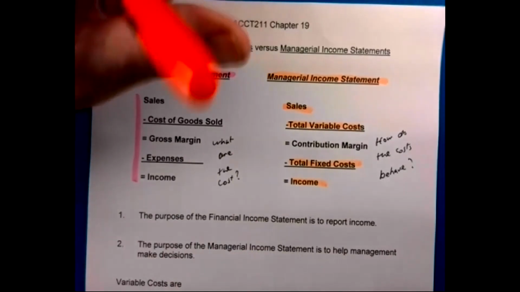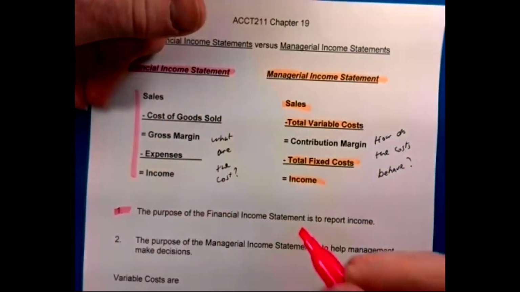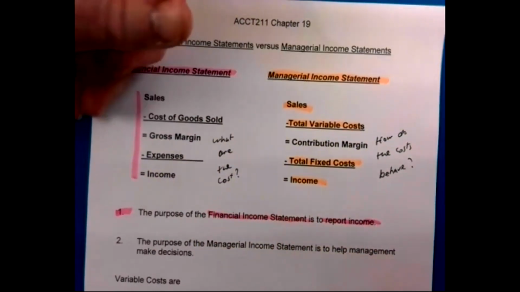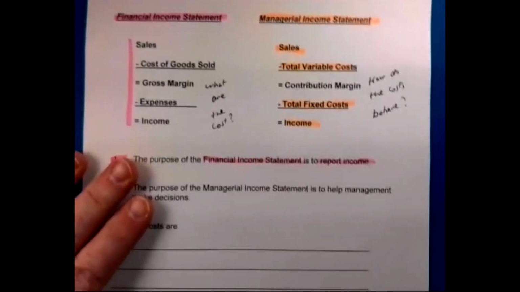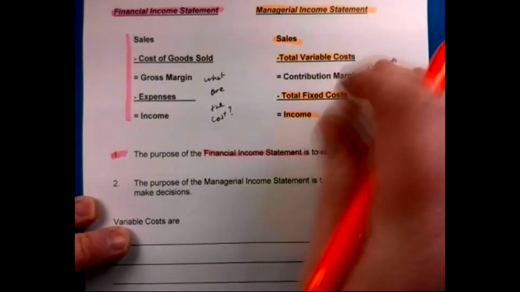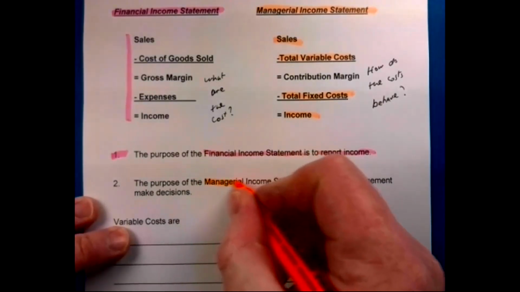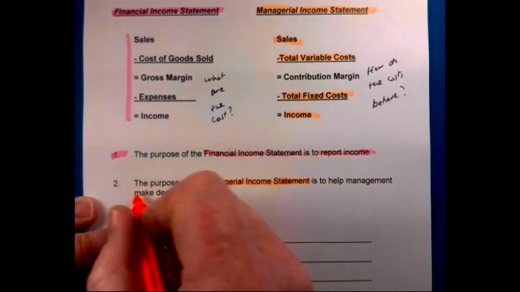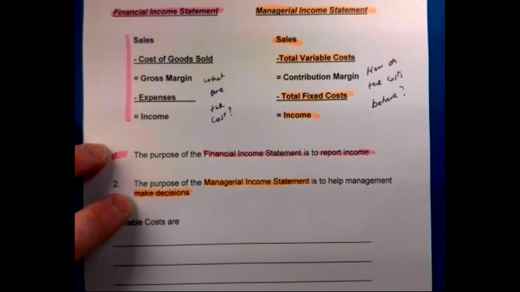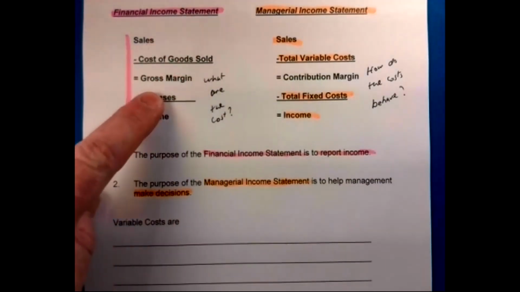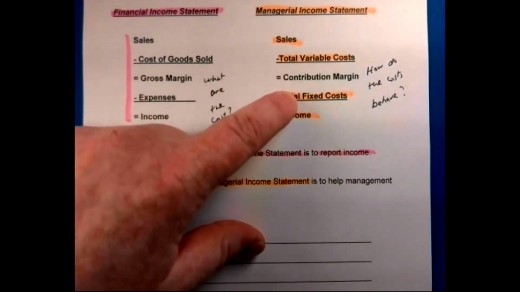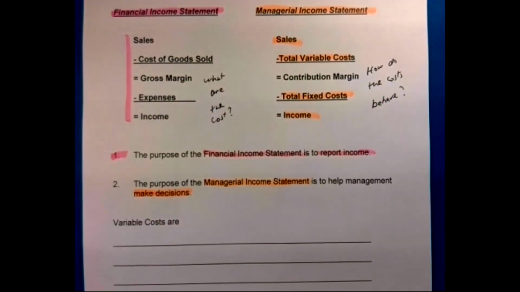Now the financial accounting statement is to report income, and it does a good job of it. How much income did we make? Are we profitable or not? The second one, the managerial income statement, is to make decisions. And we're going to find out that this is a lot better at making decisions than the other one. Not saying the first one's wrong, it's not, it's meant to report income, but if you want to make a decision, this is the more important one.